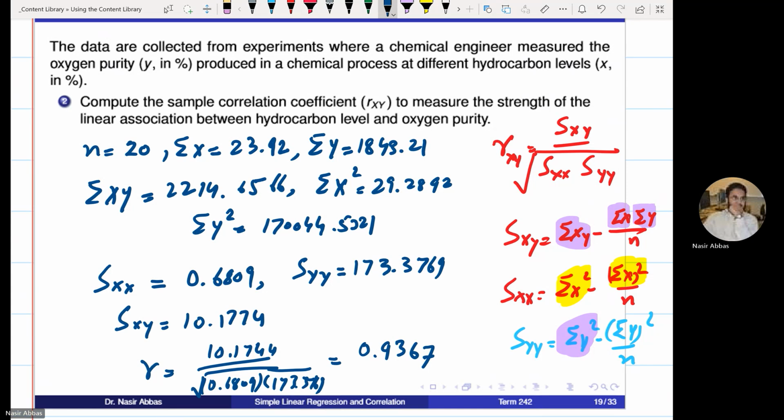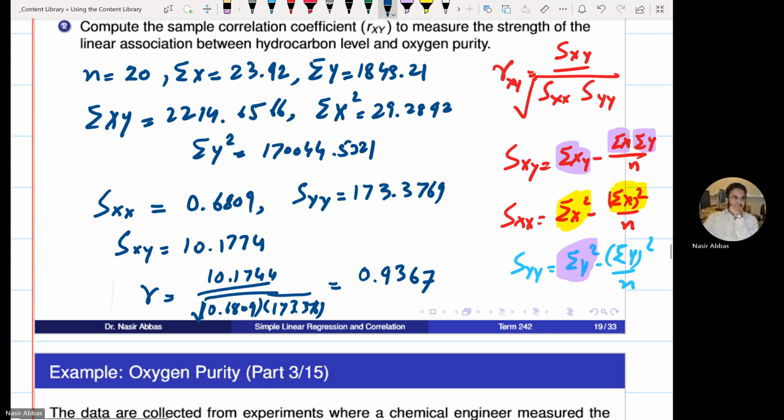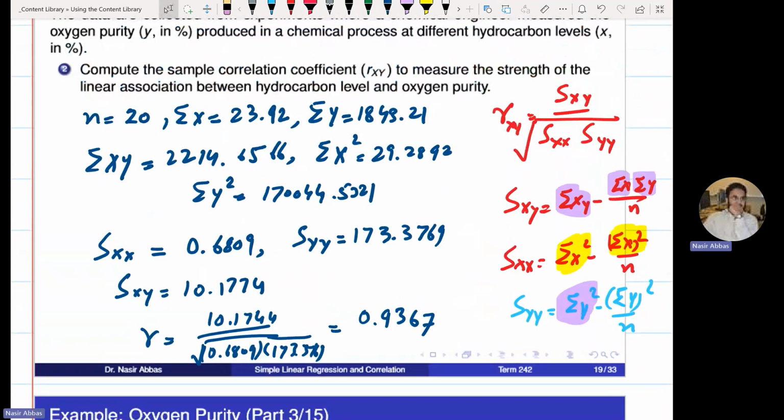Strong, positive, linear association between X and Y. What is X? Hydrocarbon level. What is Y? Oxygen purity. So there is a strong positive linear association between hydrocarbon level and oxygen purity. Any question? A big portion of this question is all about calculation.